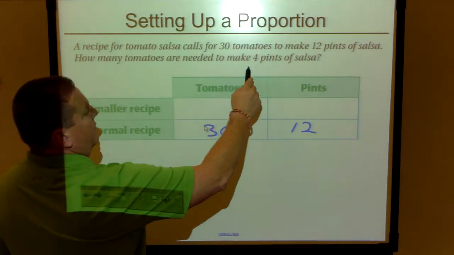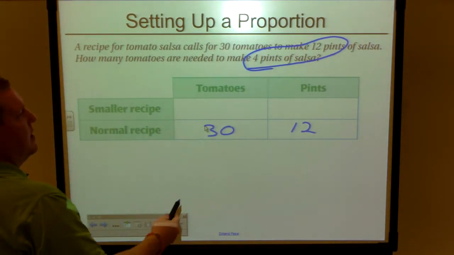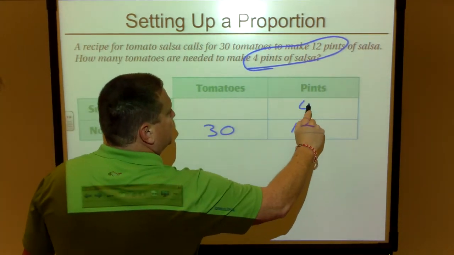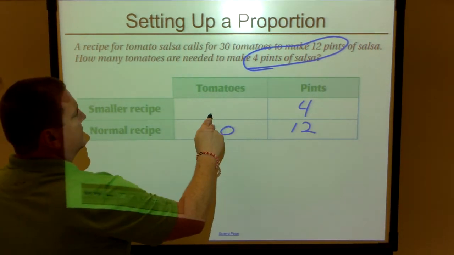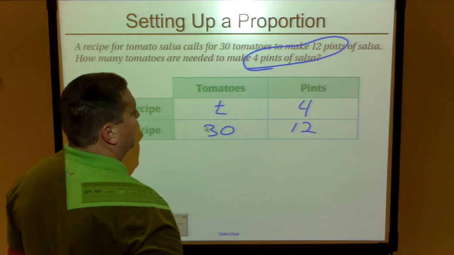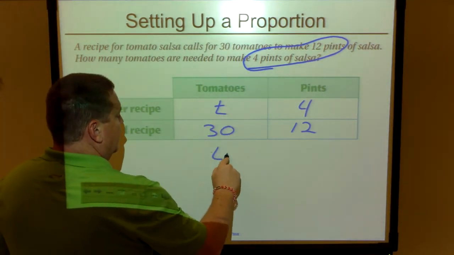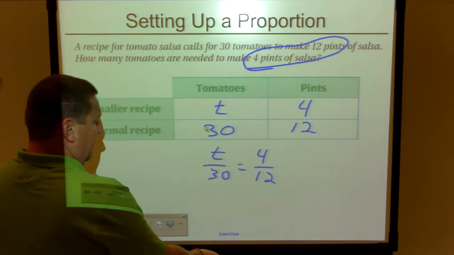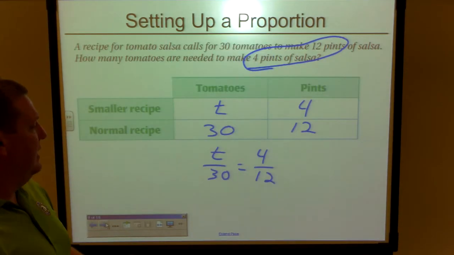And then the smaller recipe, and the reason we know it's smaller is because we started with 12 originally, and we're going to make 4 instead. But pints goes over here on the smaller recipe. That was 4. And we're talking about tomatoes. How many tomatoes do we need? So you can use anything you want for a variable. I'm going to go ahead and use t instead. So the ratio of t to 30 is going to equal the ratio of 4 to 12. And it's at that point you can use the previous technique that we used here to go ahead and solve for how many tomatoes you need.